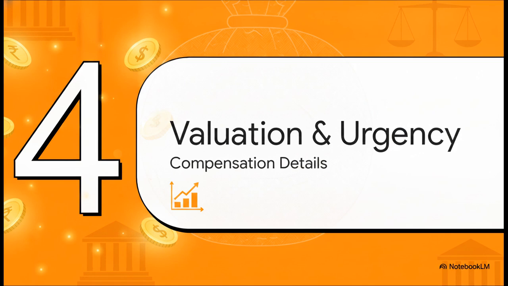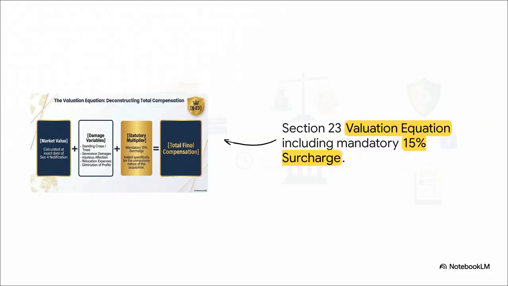Let's dig a little deeper into that middle pillar, the money. You can't just throw out a random number for financial valuation. Under Section 23, the law demands a highly strict mathematical formula. Total final compensation equals the precise market value, calculated strictly as of the Section 4 notification date.